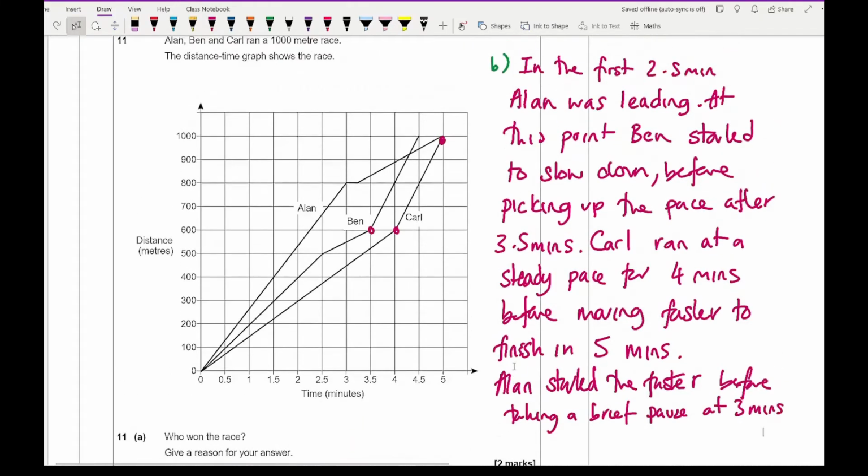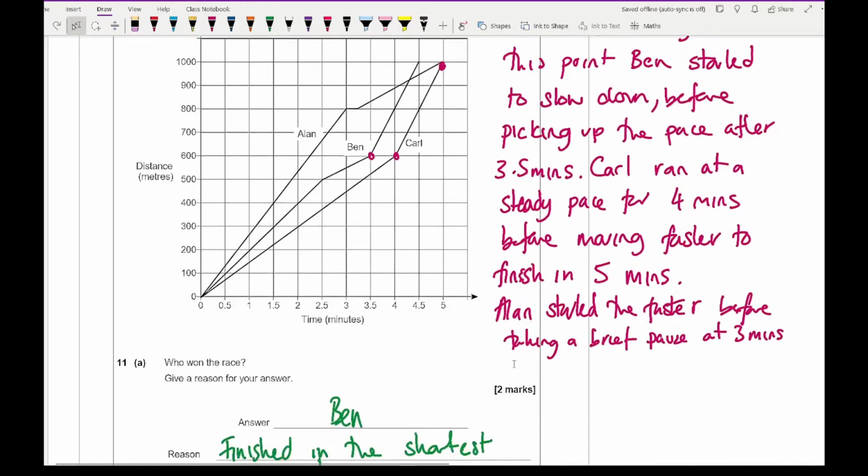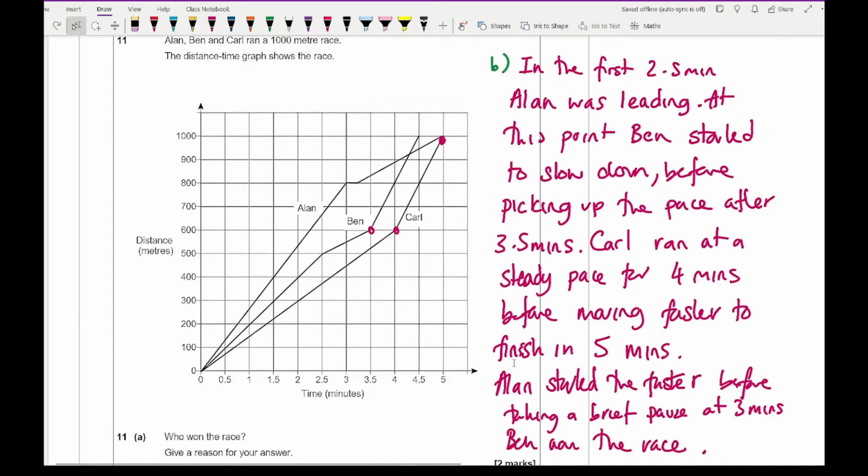And there we've mentioned everyone, and eventually Ben won the race. So the key thing to mention here is, as long as you're mentioning each of the people, you could describe each of the people in separate sentences. You could say Ben started at a very fast pace, faster than both of them. He paused after 3 minutes for, let's say, a quarter of a minute, and then ran at a slower pace to finish at 5 minutes.